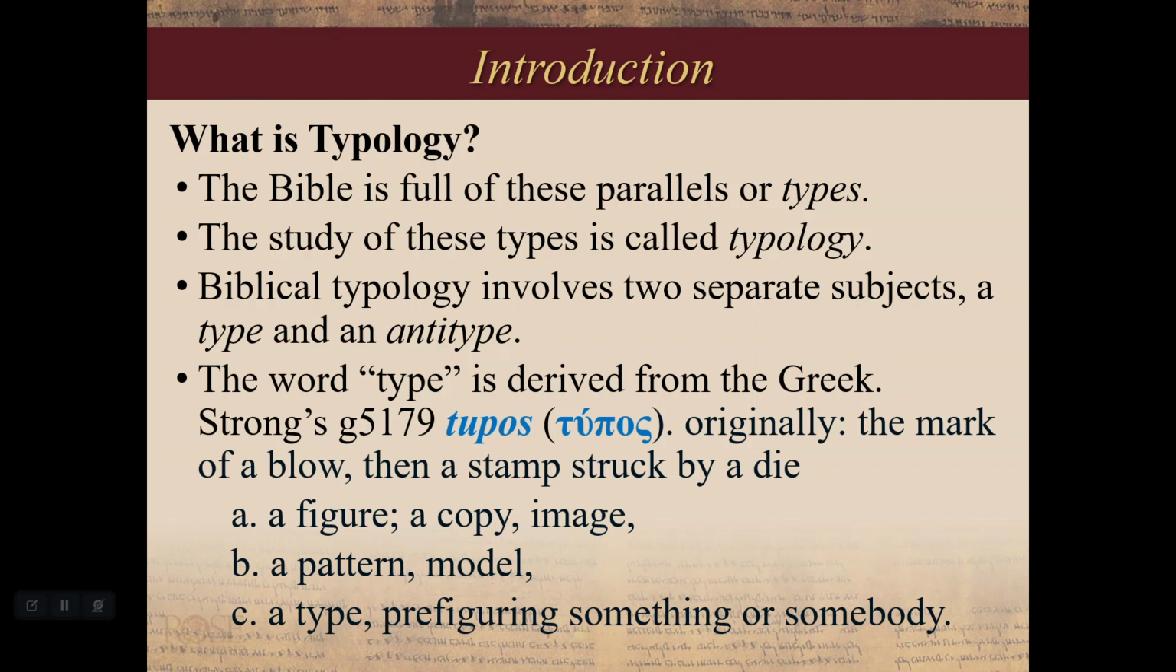And so the first time that tupos is used, it is talking about something that is a mark from a blow. But over time in the Bible, it becomes a figure or a copy of something. It could be a pattern that's being talked about in the scriptures. Tupos can also mean something that is being foreshadowed or prefigured into the future. And so this study is, how do we know something's really a type versus it's just someone making up a bunch of stupid stuff?